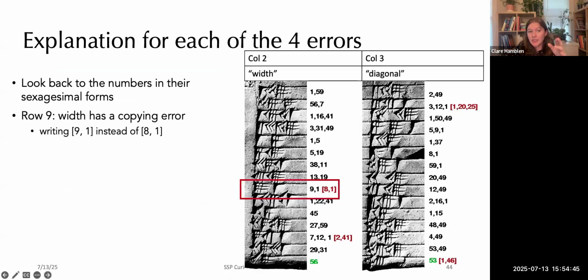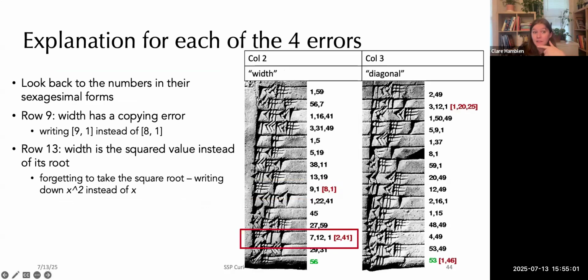Each of the errors arises from the act of creation versus copying. So there is a copying error in row 9 in column 2. Of course, remember column 2 resulted from column 1, so this is a copying from column 1. Then this I love, there's a squared value instead of the square root. This is just someone who forgot to keep going, right?